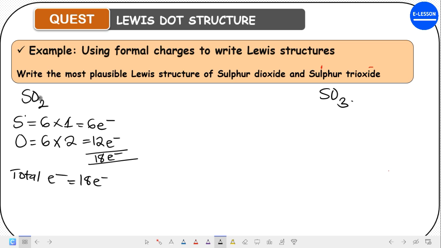Sulfur is less electronegative than oxygen. Of course, I told you that the one that will be the central atom is usually the one that is not carrying any subscript. So sulfur will be the central atom, and then to bond with what? Oxygen. Two oxygens, because there are 2 oxygens there.